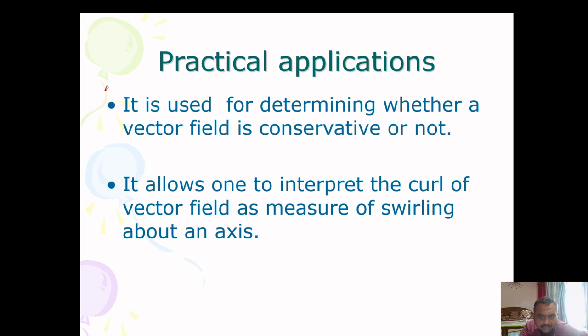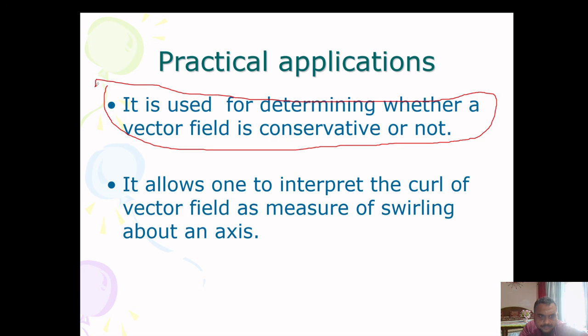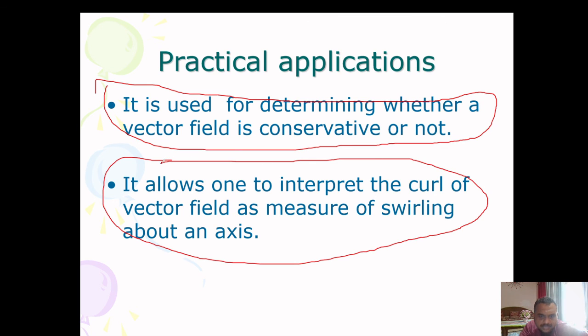So what is the practical purpose? It is used for determining whether a vector field is conservative or not. It allows one to interpret the curl of a vector as a measure of swirling around an axis. So you can interpret the meaning of the curl of a vector, and we can use it for determining whether a vector field is conservative or not, because for a conservative field the work done over a closed path is 0. That is, work done means the line integral of a force around a closed path.